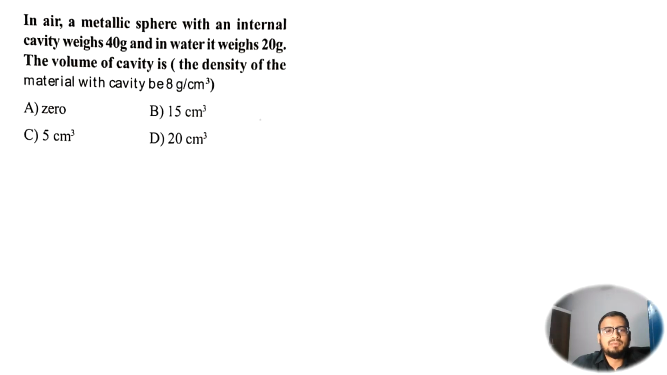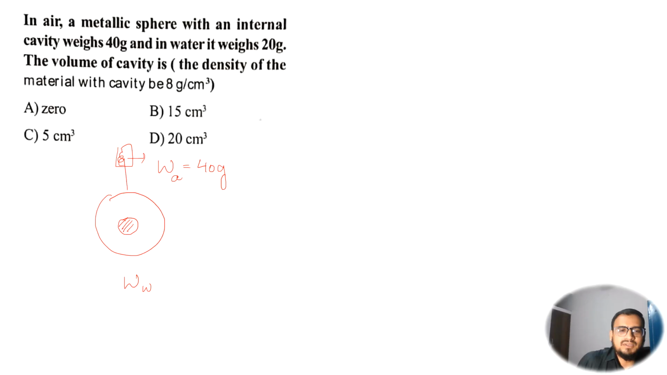So this is problem number 1. It says that in air, a metallic sphere with an internal cavity weighs 40 grams. So there is a metallic sphere which has a cavity inside, an emptiness inside. If you weigh this in air, attached to a spring balance, it weighs 40 grams. And the same in water: the weight in water is given as 20 grams.